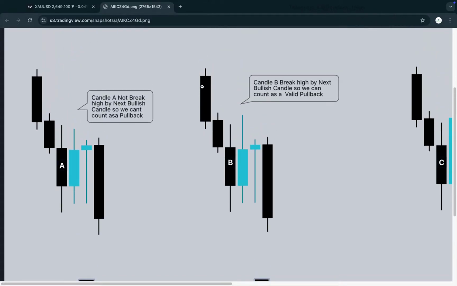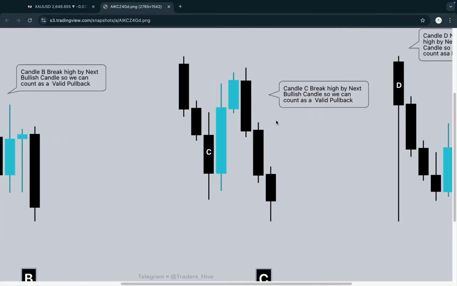We can clearly see market momentum is bearish. In this diagram, this candle is the B candle, and this is the last bearish candle. After that, this bullish candle breaks the previous B candle high. It means this becomes our valid pullback. Why? Because the previous candle high is broken. But in diagram A, this is not broken. Sometimes it is broken and sometimes it is a close above. In both scenarios, this becomes valid.